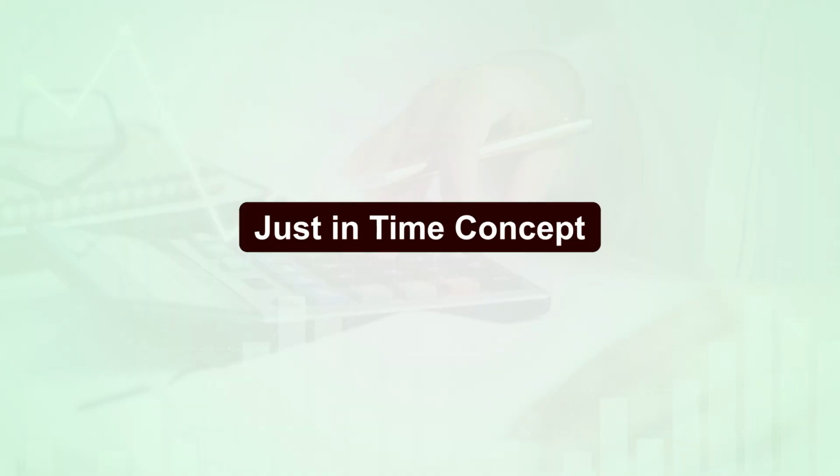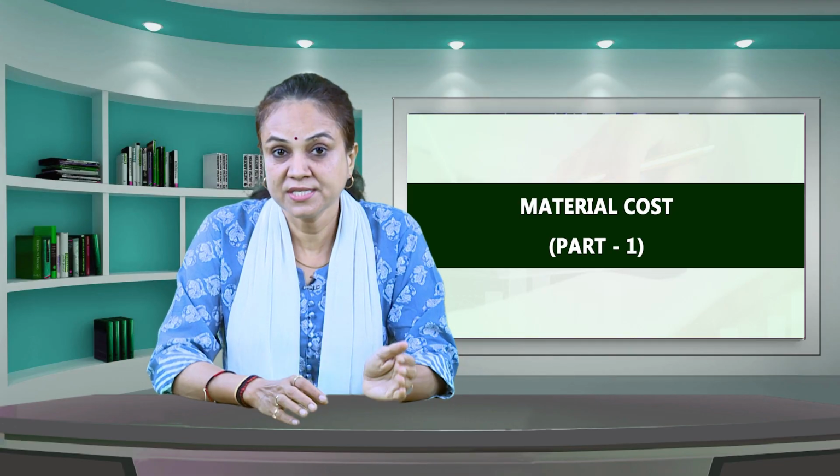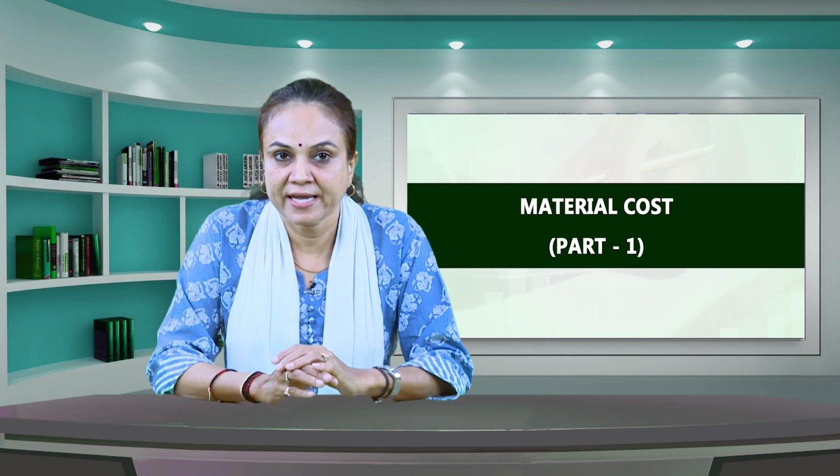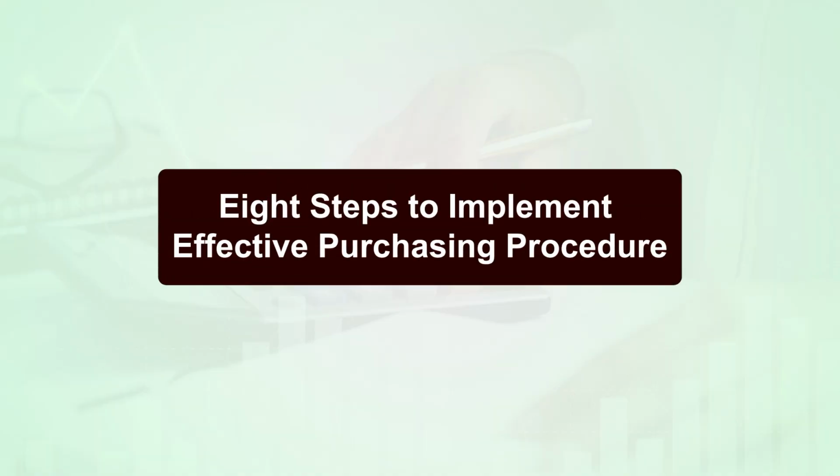Let's discuss the just-in-time concept. Just-in-time purchasing means purchase when required only, or purchase immediately before use. The main objective of just-in-time purchasing is to minimize the carrying cost, storage cost, material handling cost, spoilage, obsolescence, etc.